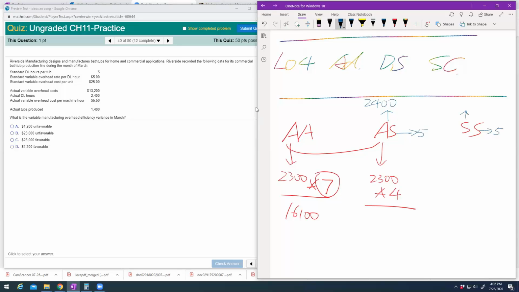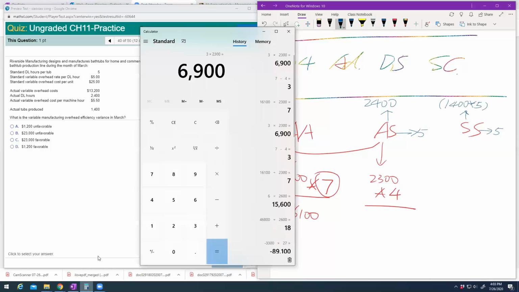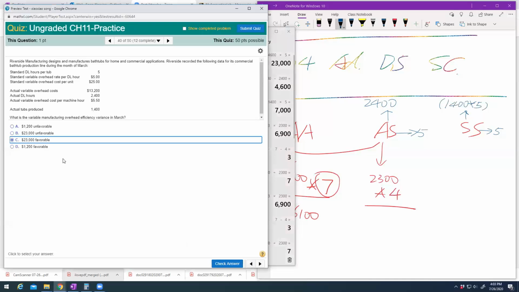We totally produced 1,400 units, and then each one we allocate 5 hours. So you totally produced 1,400 tubs, and each tub you need 5 hours. Based on the standard, you should use 7,000 direct labor hours, but for whatever reason, you only use 2,400. So you are really doing a very, very good job for the efficiency. And then each one is $5. So totally you have a 23,000 favorable.